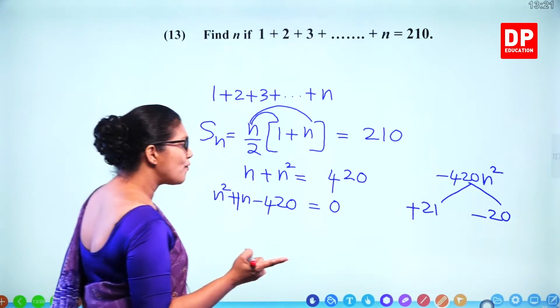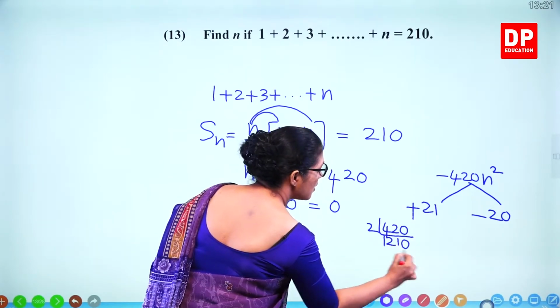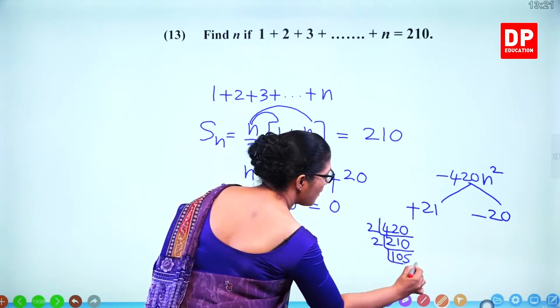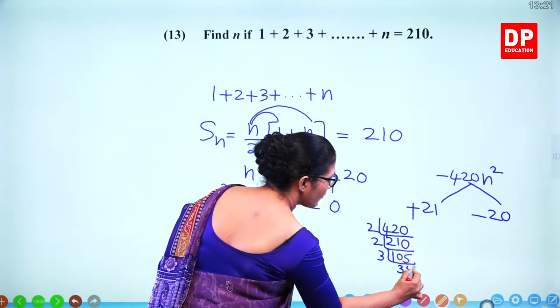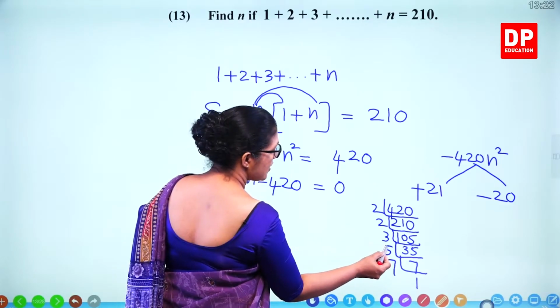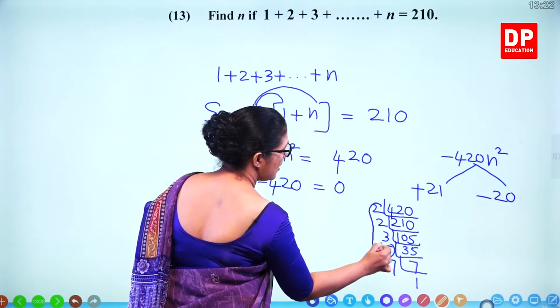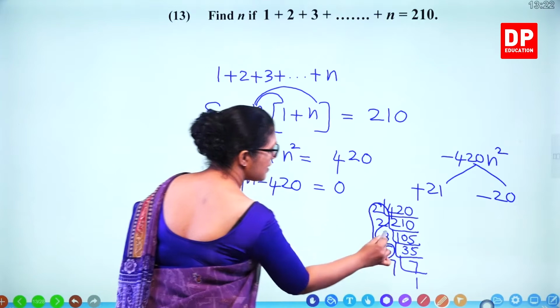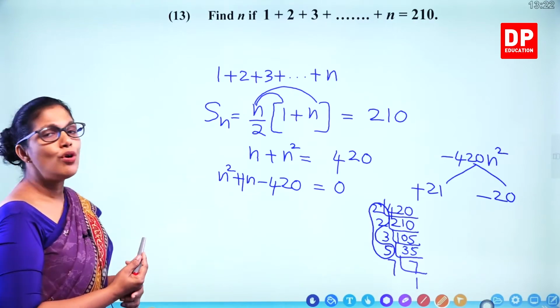If you can't figure it out at once, you can factorize and see. 2 times this, 2 times again 105. You can divide by 3. So you can't divide by 3 now. Divide by 5. 7, 7, 1. Now we can see 5 times 3. 5 times 2, 10. 10 times 2. So here this becomes 20. 3 and 7, 21. So you can multiply and see the difference should be equal to 1.